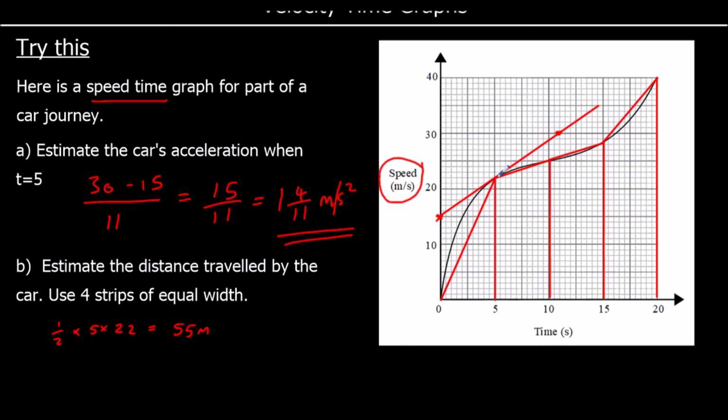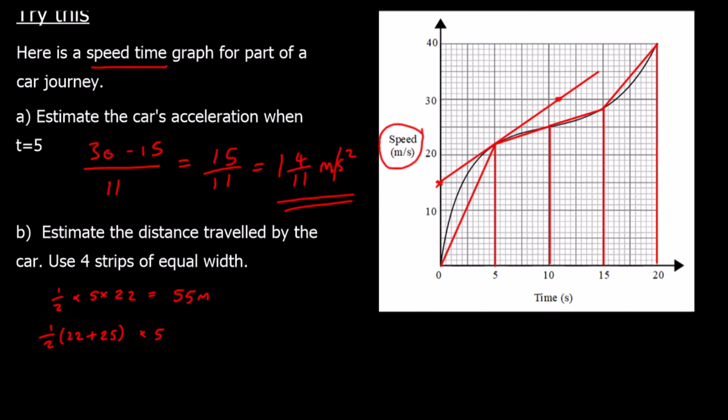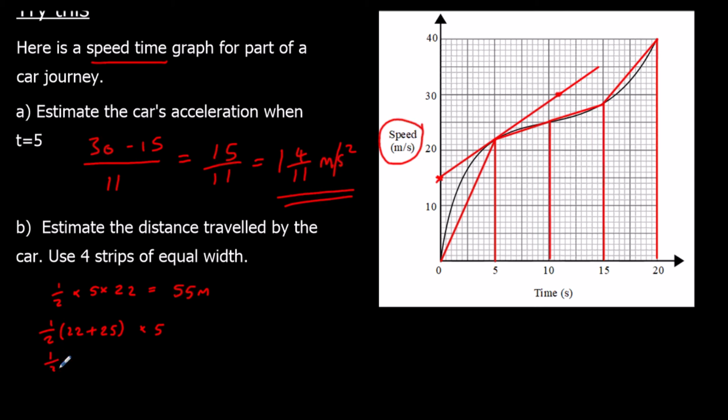So half of 22 plus 25 times the distance between them, which is 5. So 22 and 25 make 47. Half of 47 is 23.5. And half of 23.5 times 5. So half of 235, which is 117.5.